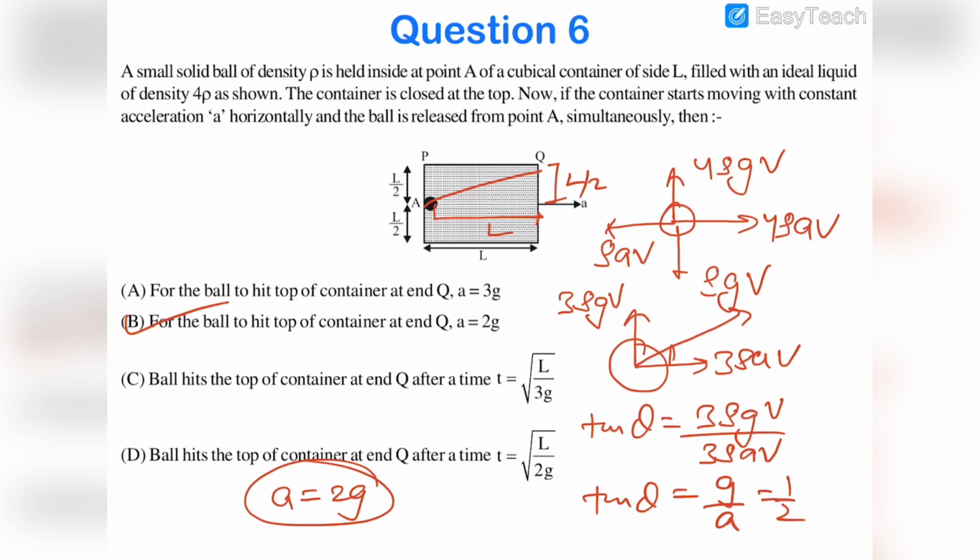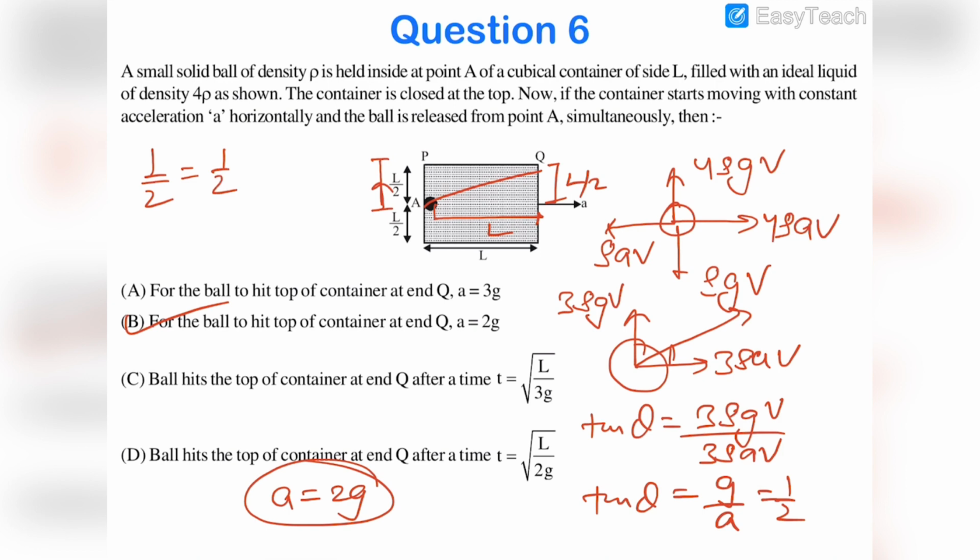In fact, the ball will hit the point Q if a is equal to 2g, and the time we can easily calculate: the time it would take to move in the upward direction by a distance of L by 2 is obviously the same time in which it will strike the point Q. So S is L by 2 and it is half a t squared.